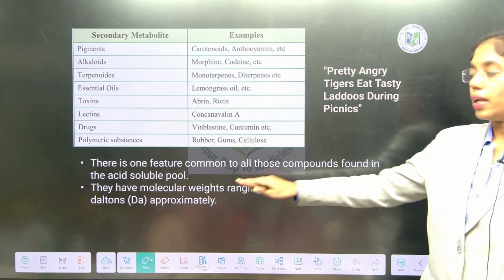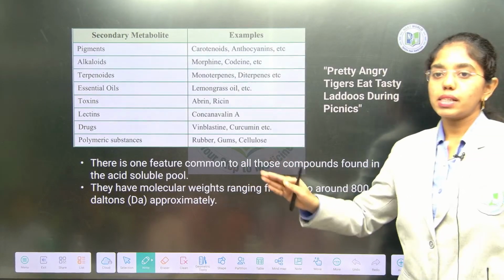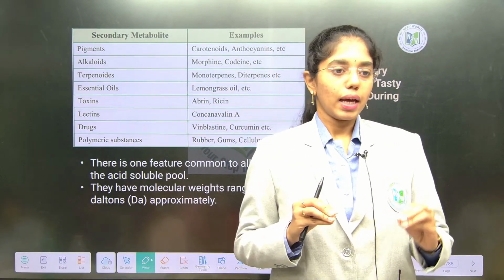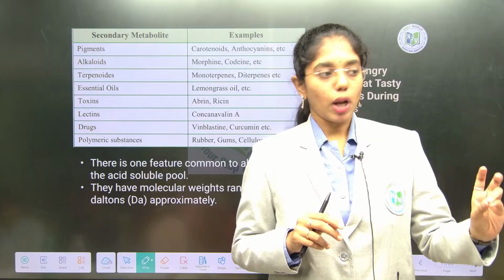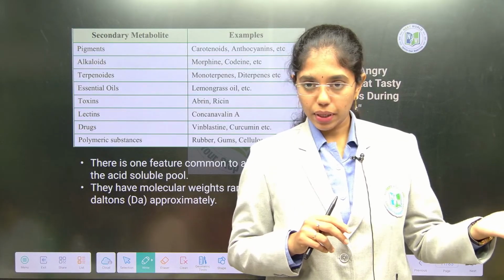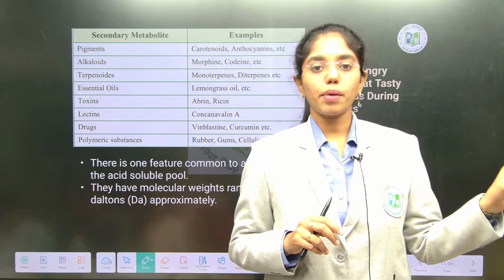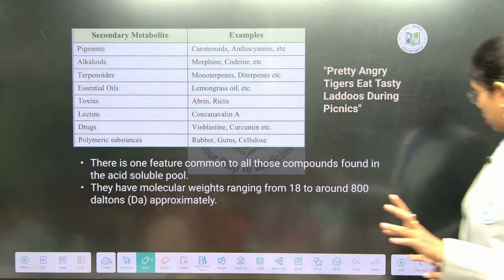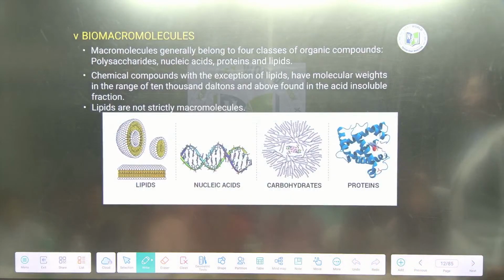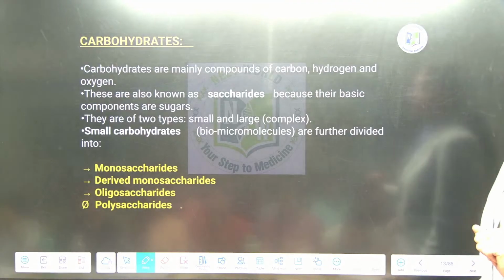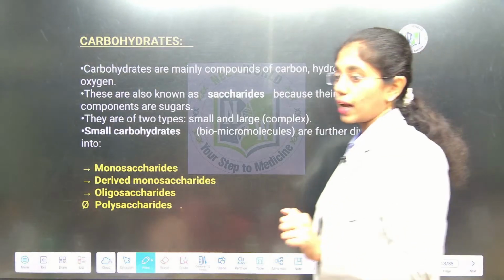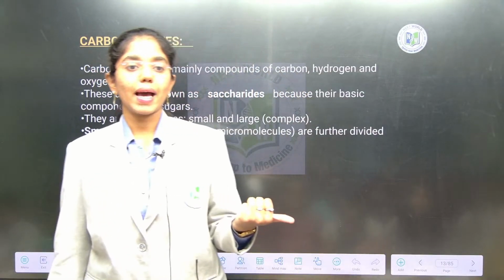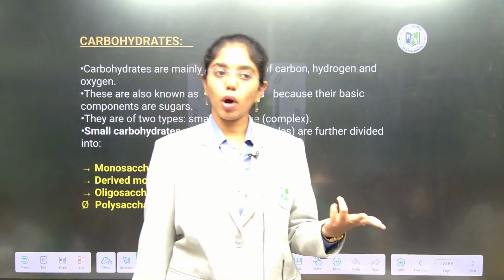They are again obtained in acid soluble pool. Yesterday itself I told you, except those biomacromolecules, nucleic acids, polysaccharides, proteins and lipids, everything else present in a cell is obtained in acid soluble pool itself. Then about biomacromolecules, we are done with carbohydrates, which are also addressed as saccharides. Classification of carbohydrates includes monosaccharides, oligosaccharides and polysaccharides.